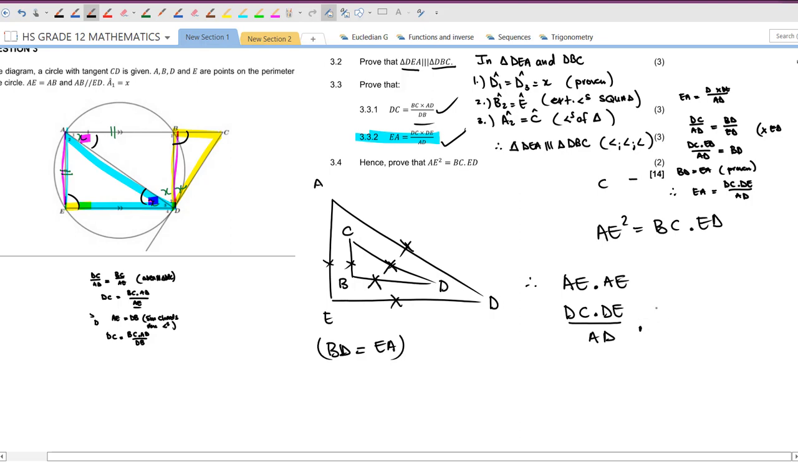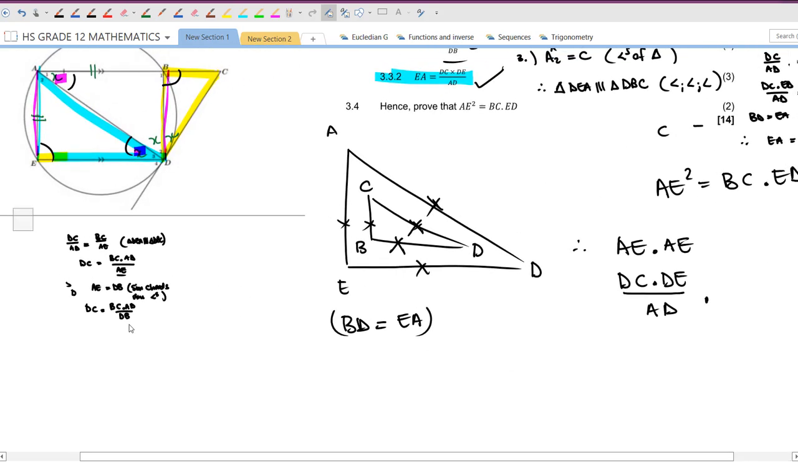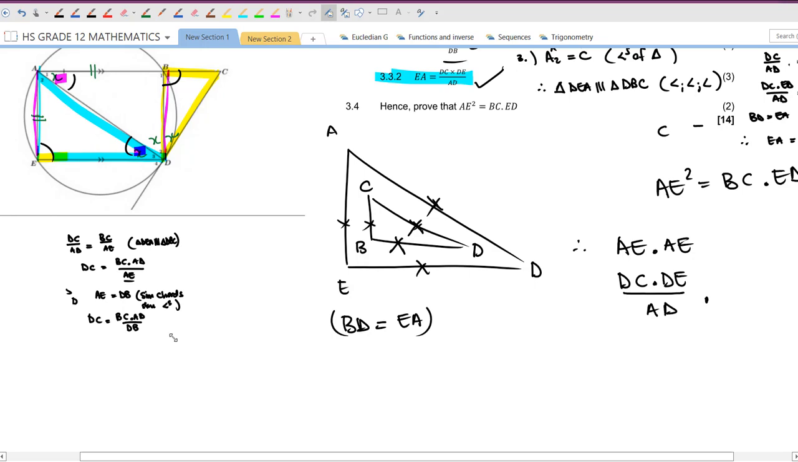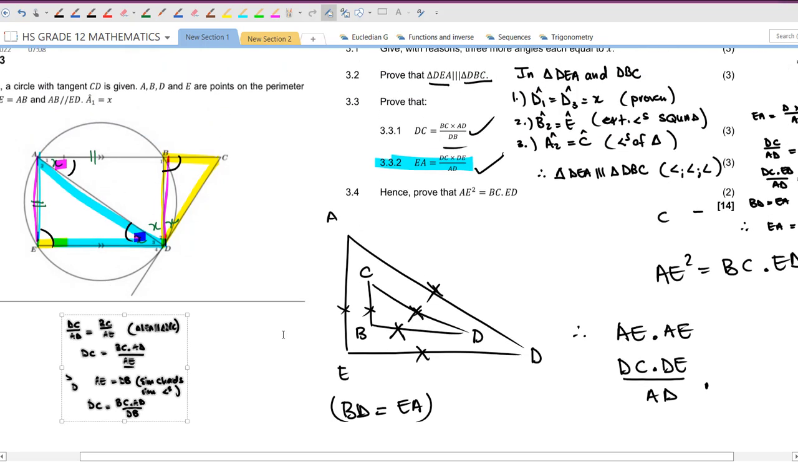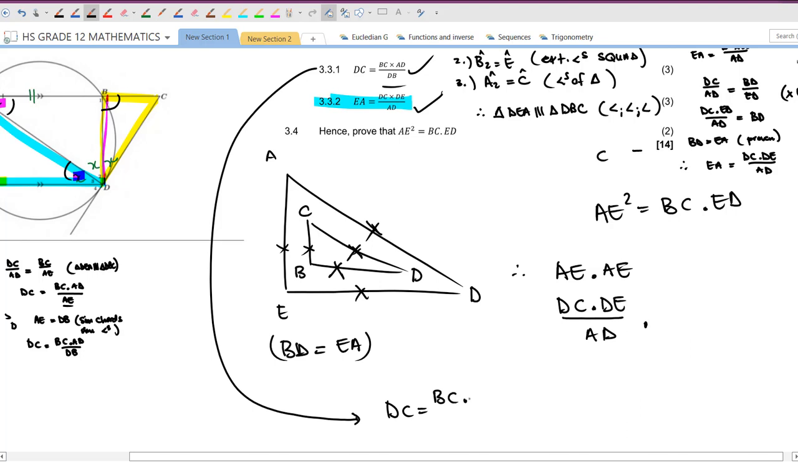Now in the previous sum, we had the following. I think this is the first one. No, it's not the first one. The first one is now hidden. In the first one, we proved the following. I can't find it now. In the first one, you proved the following: DC equals BC times AD over DB. Okay, so we've proven that somewhere. Okay, there it is.